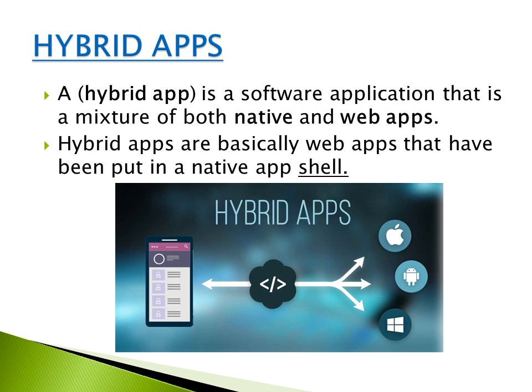Hybrid apps. A hybrid app is a software application that is a mixture of both native and web apps. Mixture of both means it contains some features of the native app and some features of the web apps. Hybrid apps are basically web apps that have been put in a native app shell. It means when any web app is put into a native app shell, it is said to be a hybrid app. For example, Instagram is an app that can run on iOS also and Android mobiles also. So it is a hybrid app.